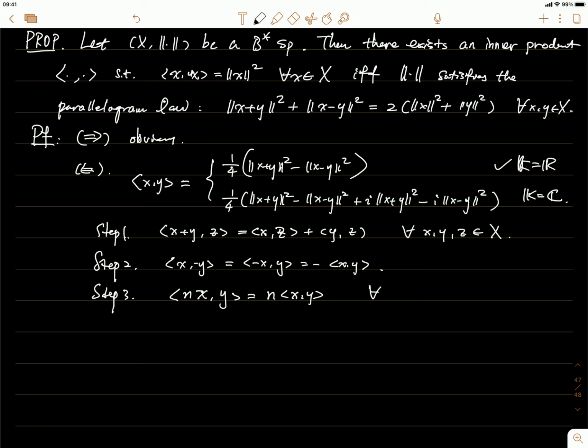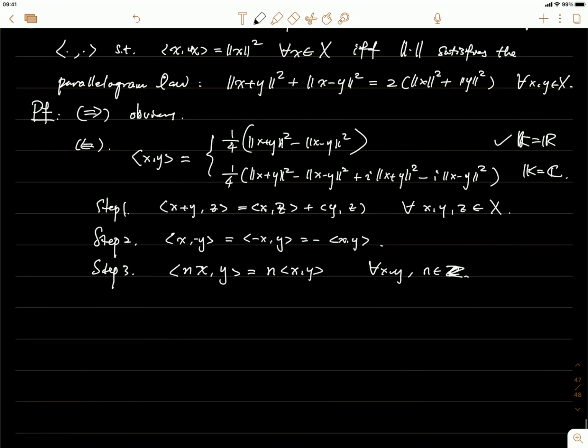for any x and y, and n as an integer. And that's pretty easy to show based on the first two. Essentially, you have x and y, then you have x, y here. So that's just 2 times the inner product of x and y. And you can just do this for all the integers. Keep adding it, you get this.